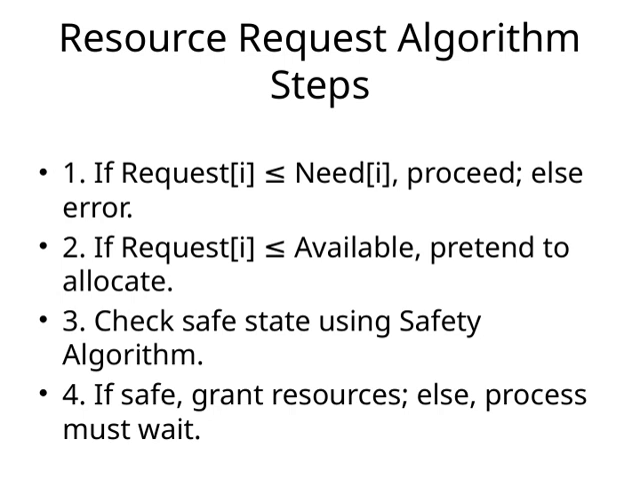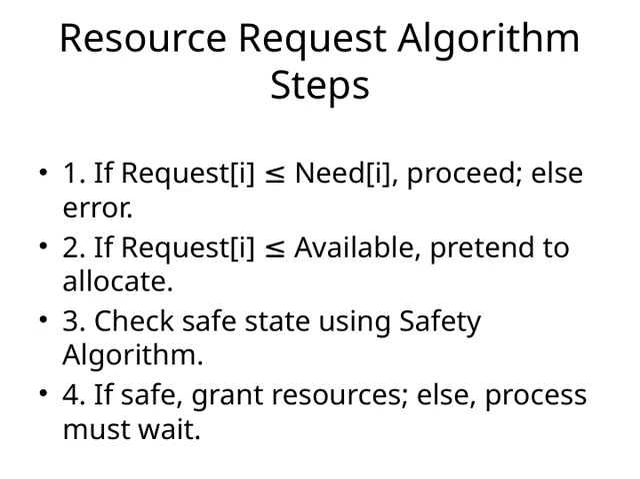Let's walk through the steps of the resource request algorithm. First, we check if the requested amount for each resource, Request_i, is less than or equal to the remaining Need_i for that process. If it's not, we immediately flag an error because the request exceeds what the process still needs. Next, if the request is within the needed amount, we then see if the available resources, Available, can satisfy this request right now. If they can, we proceed by pretending to allocate those resources, just to see if it would lead to a safe state.